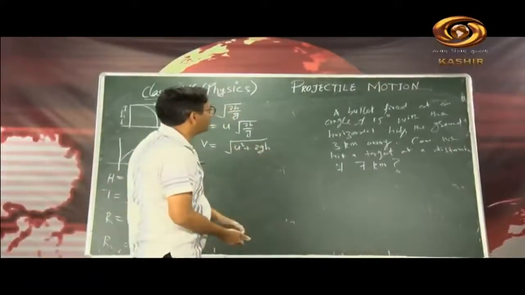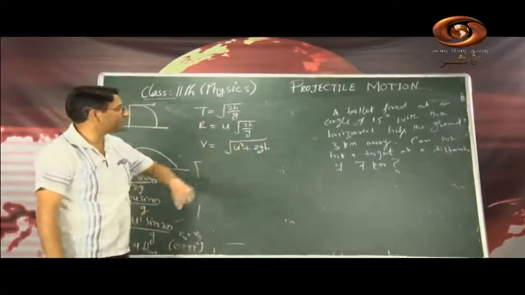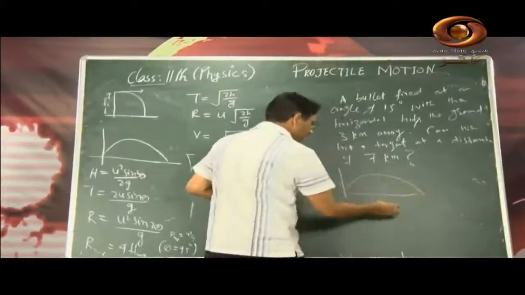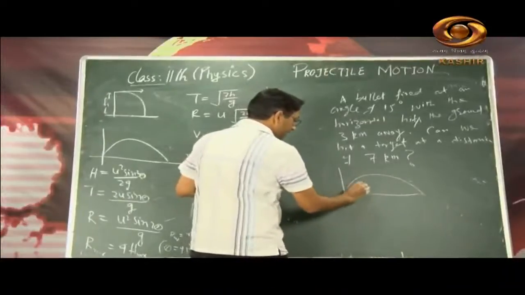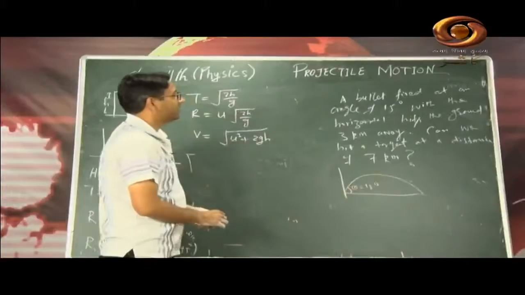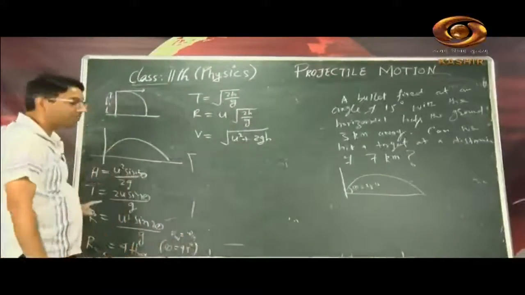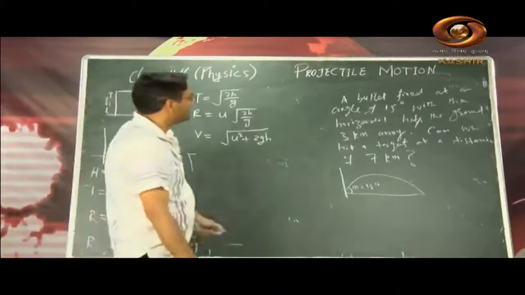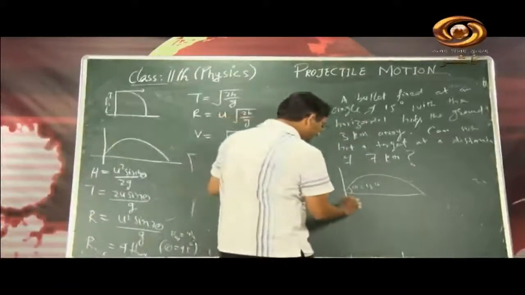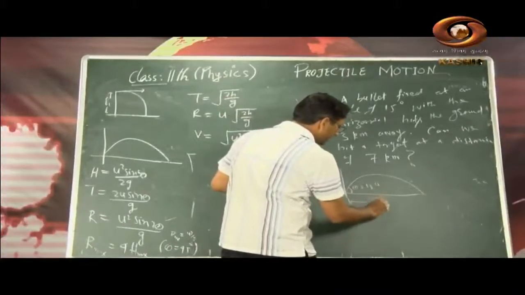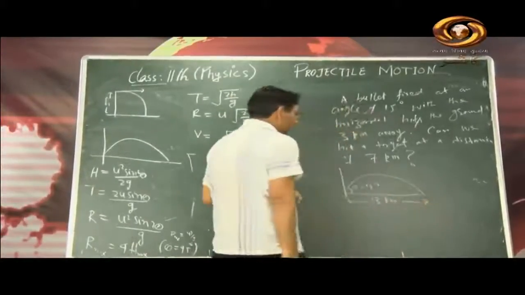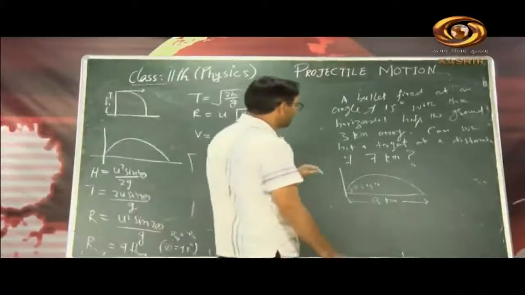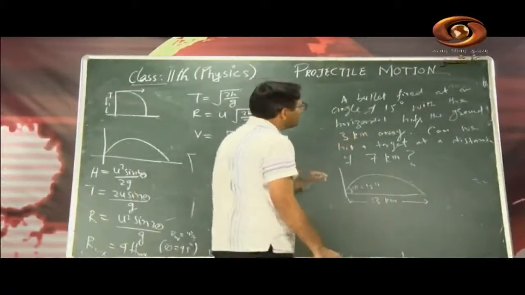Look at this: a bullet fired at an angle of 15 degrees with the horizontal hits the ground 3 kilometers away. Something like this: a bullet, this angle is 15 degree with the horizontal. So this is actually a projectile which is fired at an angle with the horizontal, for which all the formulas have been derived in my previous lectures. It hits the ground 3 kilometers away, so the range at 15 degree is 3 kilometers. Can we hit a target at a distance of 7 kilometers, I mean with this projectile?